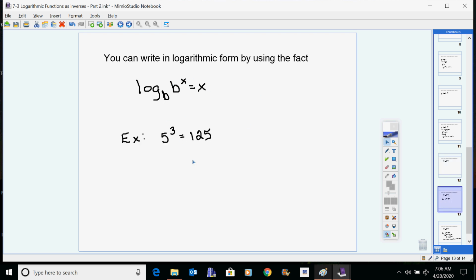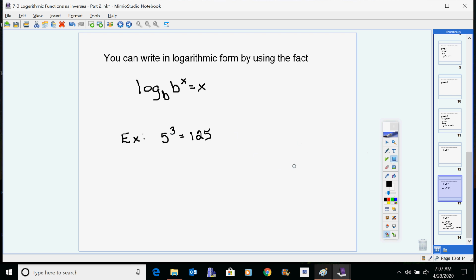Okay? Now, what you can do is use that fact as a way of writing something in logarithmic form. So for example, if this is a 5, then you want to do log base 5 to both sides of this equation. And really that's what I wanted to introduce, is that you can take the logarithm of both sides of an equation and still have it be equal, just like you can add, subtract, multiply, or divide.